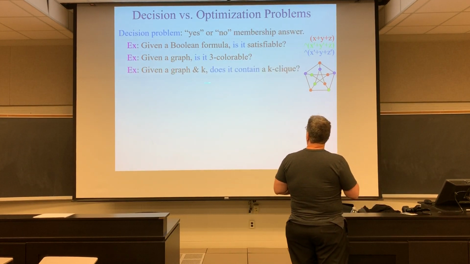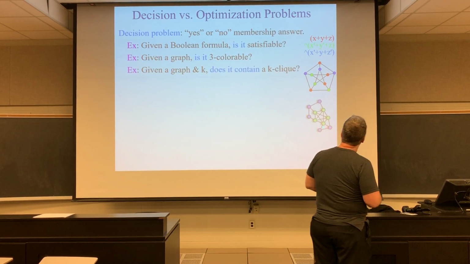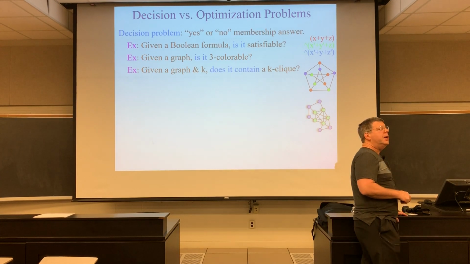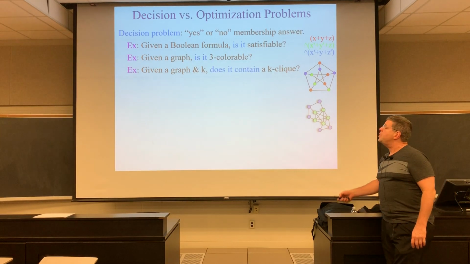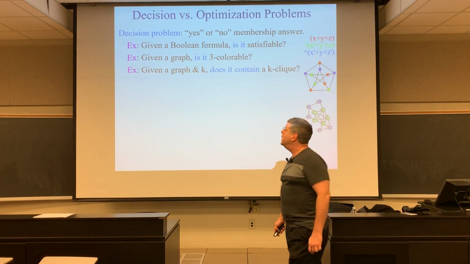Given a graph and a parameter k, does it contain a k-clique? So I say, does this graph contain a 5-clique? And yeah, it does, but you don't necessarily give me a 5-clique. So these are examples of decision problems, yes, no, Boolean queries.